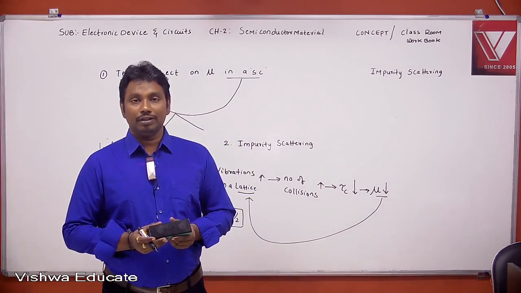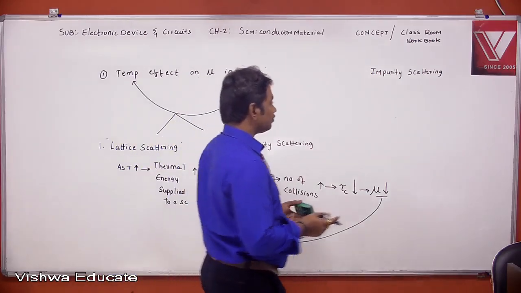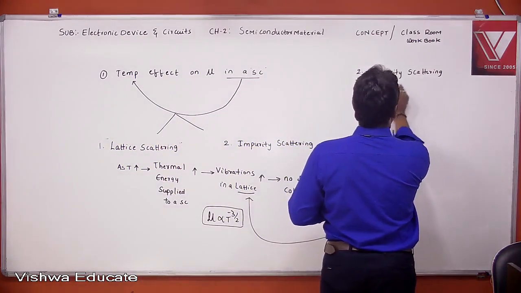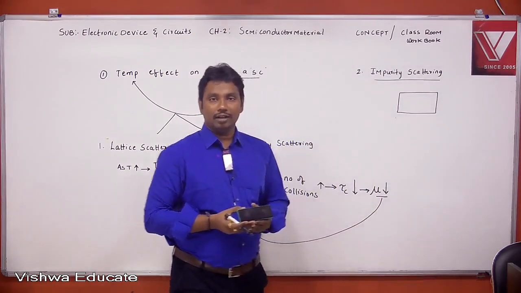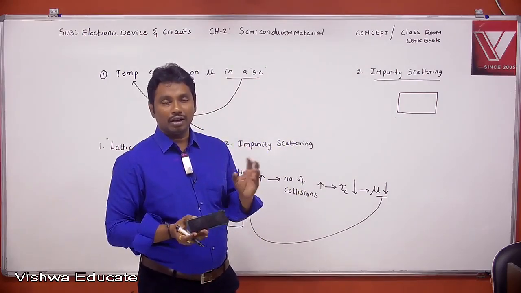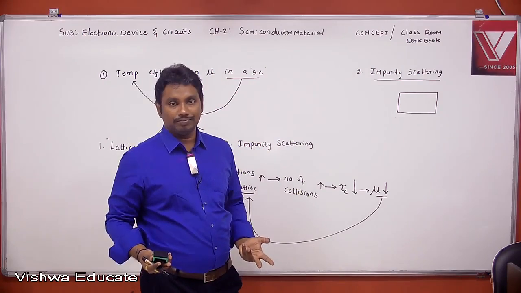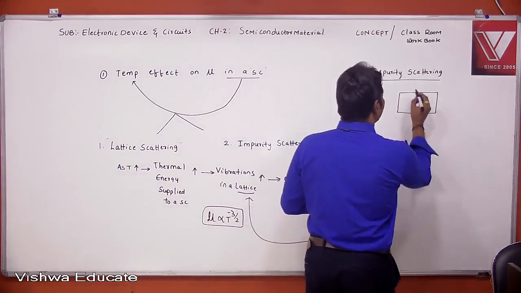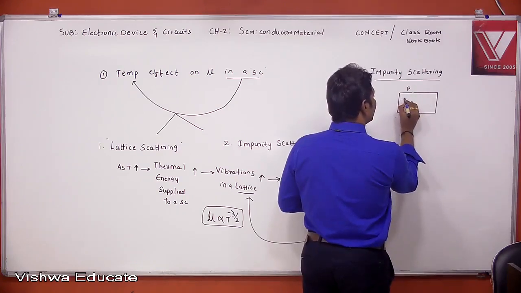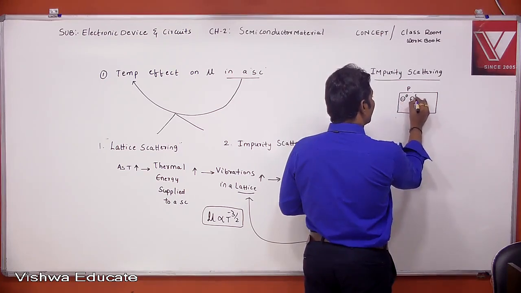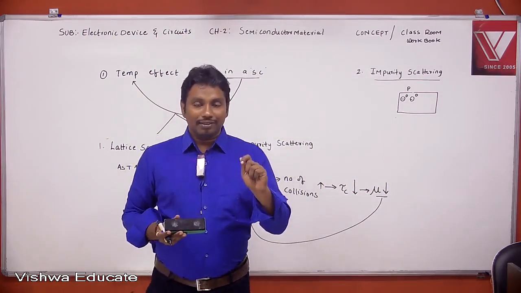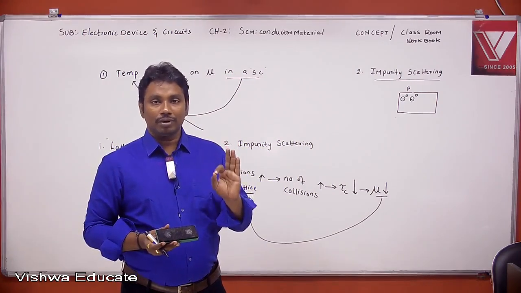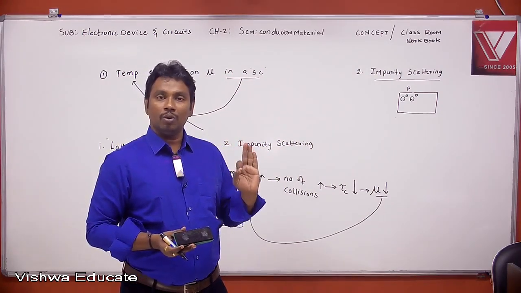This impurity scattering is considered at low temperature. At very low temperature, all charge carriers have low energy levels. Charge carriers means, for example, if we consider a p-type semiconductor, it contains acceptor ion along with hole. Here the charge carriers are holes. What I'm saying here, this impurity scattering is considered at very low temperature. At very low temperature, all charge carriers have low energy levels.